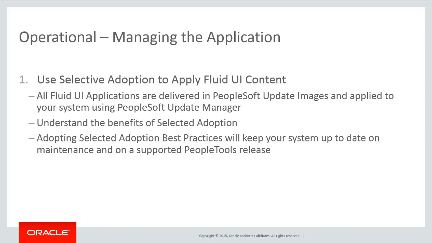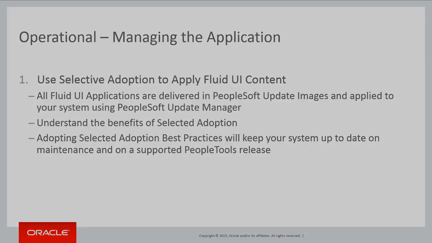Since all Fluid UI content is delivered using selective adoption, your strategic implementation plan should recognize that. You could say the two go hand in hand. So the first part of your plan is to become familiar with and start using selective adoption best practices. I won't cover that in this session, but I'll refer you to 2 other Spotlight Series sessions, Implementing Selective Adoption and Selective Adoption Best Practices. Use these as guidelines for starting your work with selective adoption.